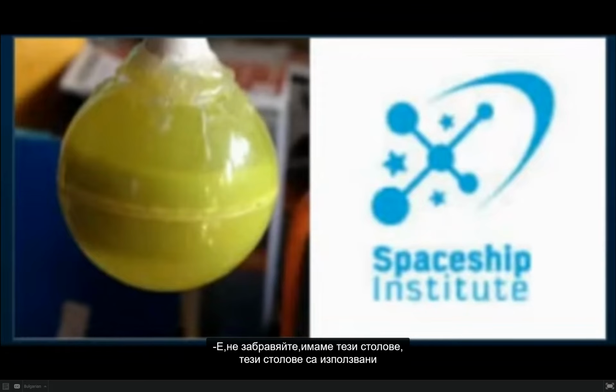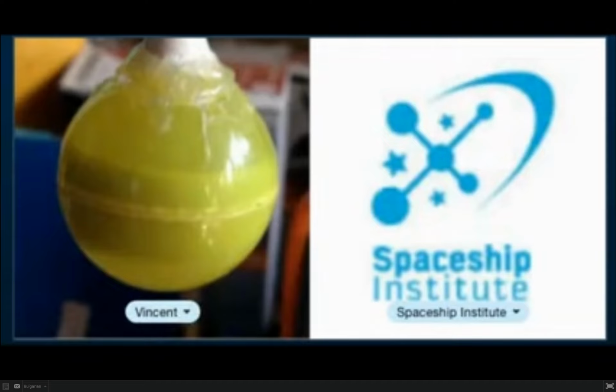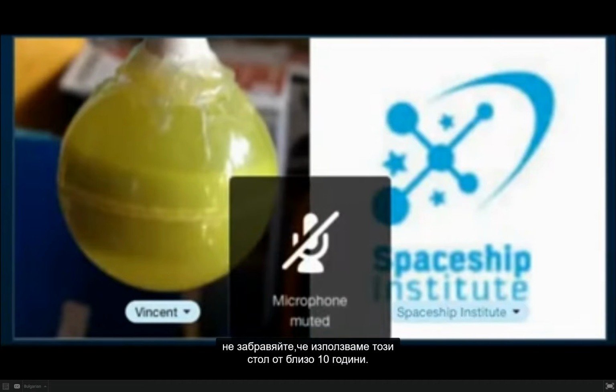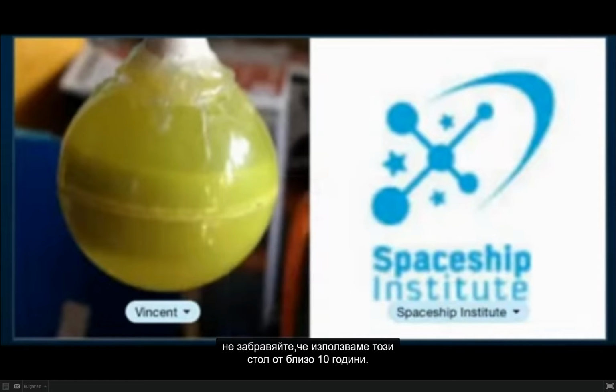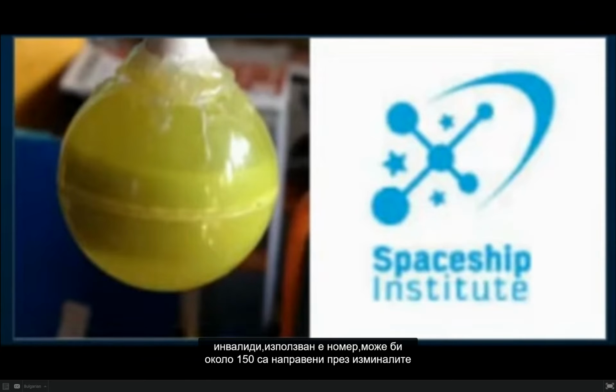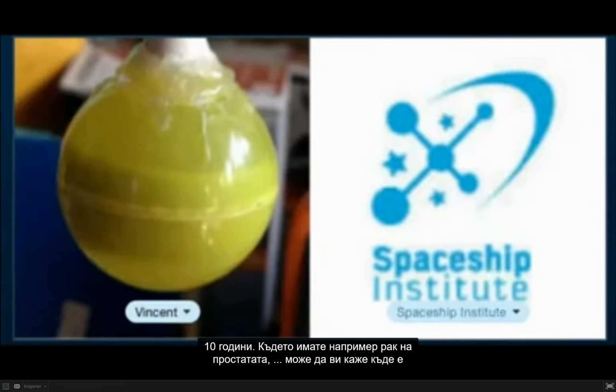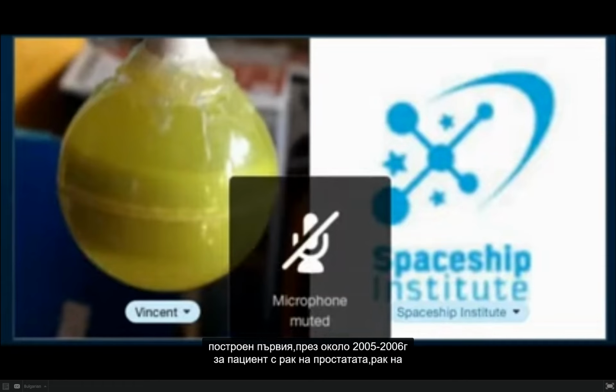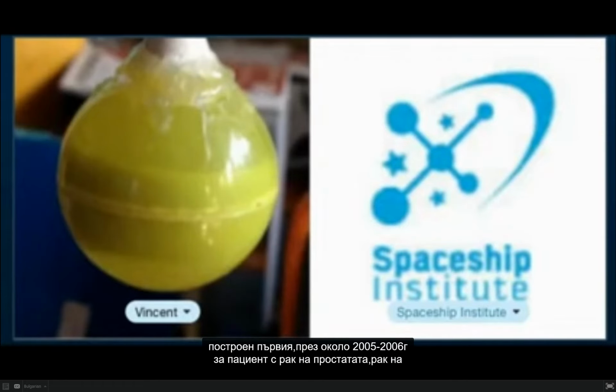No, but don't forget, we have had these chairs. These chairs have been used. It's a good idea. Don't forget, we have been using these chairs for nearly 10 years. Now what has changed is that instead of building one chair, it's a handicap chair. A number has been used, maybe about 50, 100 of them have been built in the past 10 years, for example for prostate cancer. Dr. Lorenz can tell you where the very first one was built, around 2004, 2005, 2006, for a patient with prostate cancer, lymph cancer, and bone cancer.